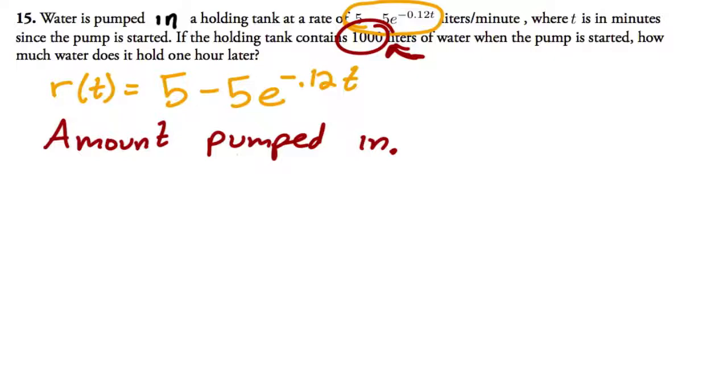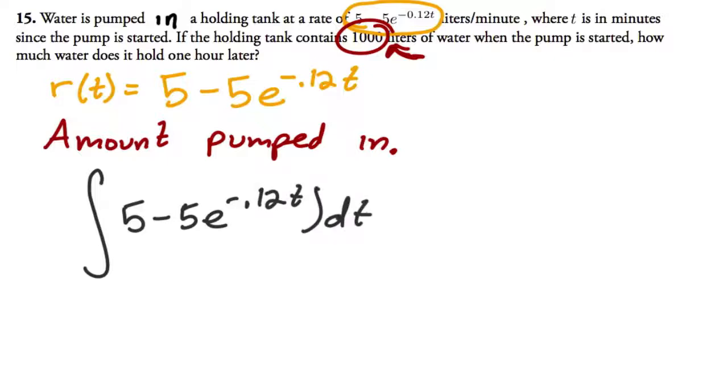So how do you find the amount of water pumped in if you have the rate? By now you should know the answer. Exactly, you find the integral of the rate. And then from where to where? Well, you need to know the time. It says 1 hour later.